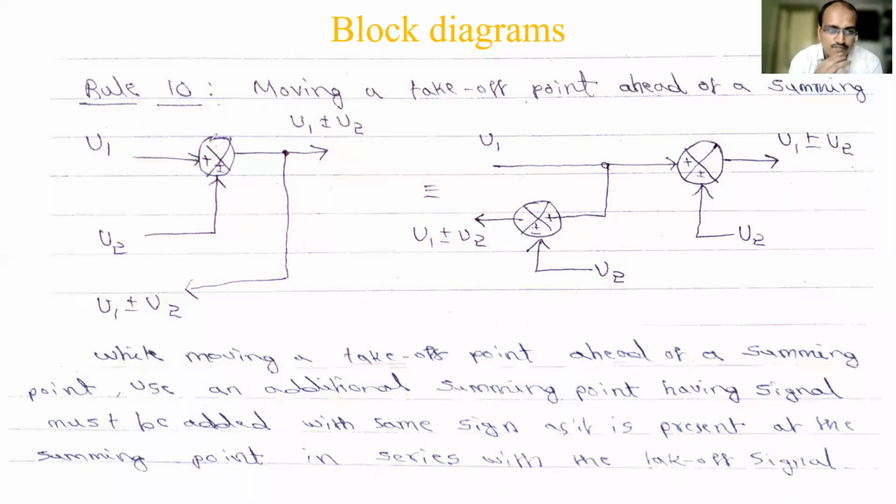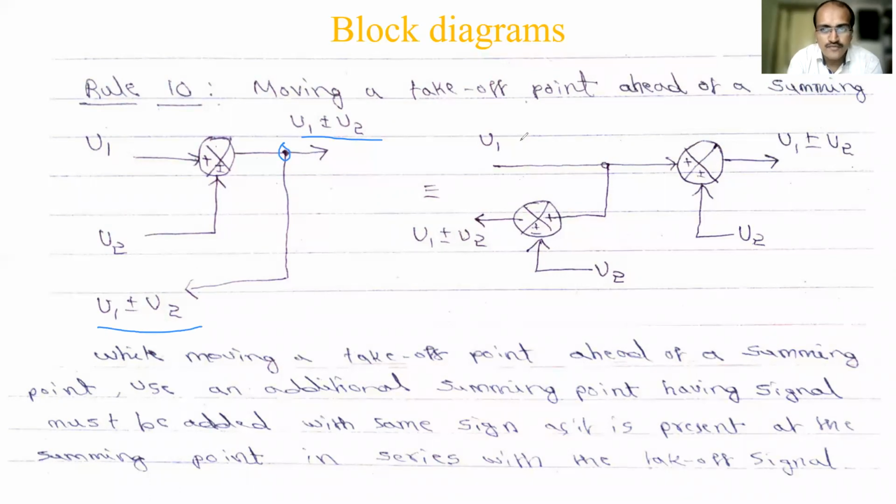So what is the answer of this? Here U1 is there and here U2 is added, so the output is U1 plus or minus U2. In the feedback, U1 plus or minus U2 is going, because the takeoff point is after that. Now when I move this takeoff point before the summing point, I still require U1 plus or minus U2 in the feedback, and it should be the same.